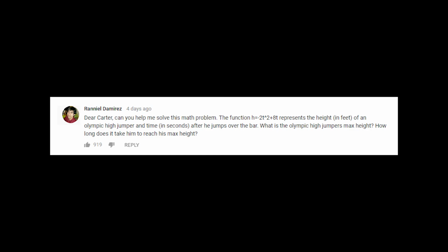Dear Carter, can you help me solve this math problem? Hey guys, so I've been getting this one math problem sent to me over and over by many people. Some of you are saying it's for some math file or something. Anyway, I don't know why you keep sending me this one problem. I mean, it's not even that hard. I'm just gonna put an end to this question once and for all.